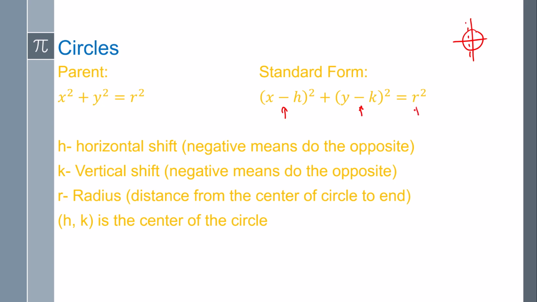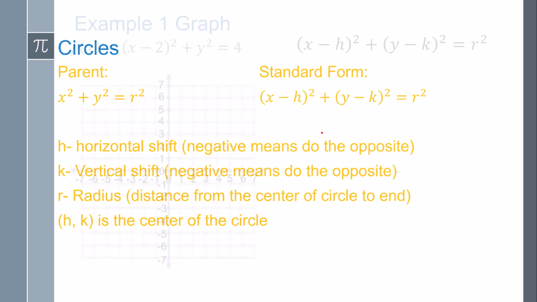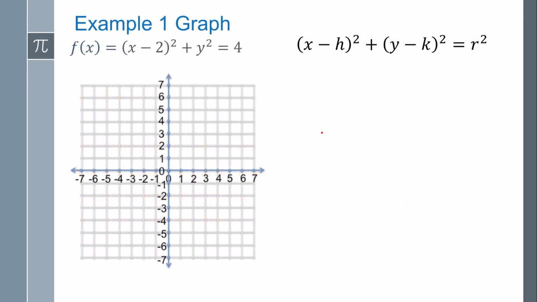Then, what's on the other side of that equal sign? That's our radius. It's r squared, so to be able to find it, you're going to have to take the square root. And if you do this transformation, this idea of h, k, if you apply the transformation, that's going to be the center of the circle. You need to know this. This needs to be memorized. So let's look at an example.